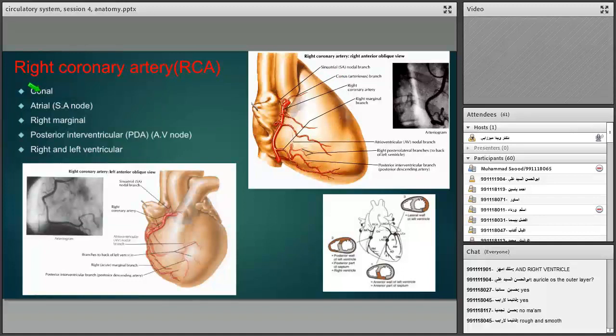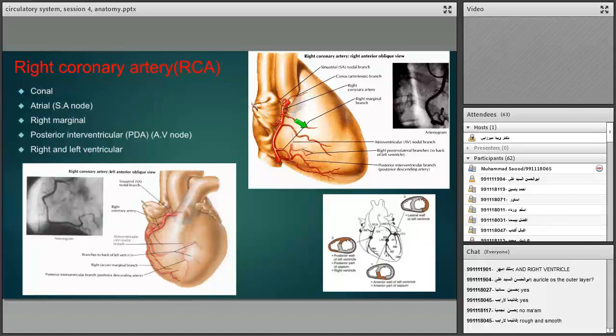Pay attention, please. Some of the branches of the right coronary artery are supplying the blood for the beginning part of the aorta and the pulmonary trunk and the conus arteriosus of the right ventricle. If you remember, we explained that. We call them the conal arteries. Also, the right coronary artery is sending some branches to the right atrium and right ventricle.